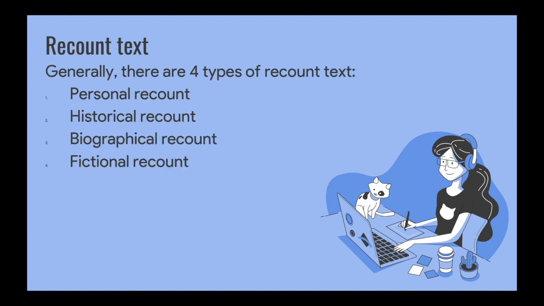Generally there are four types of recount text. The first one is personal recount, so it's your own story. Historical recounts are about big events, for example the sinking of the Titanic or some big conference; the person involved is not really necessary, the main thing is the big event. Biographical recount, as the name suggests, is a biography, a story about someone. And the last one is fictional recount. So yeah, it's just a story. This is quite overlapping with narrative that we're going to discuss later, but you get the idea.